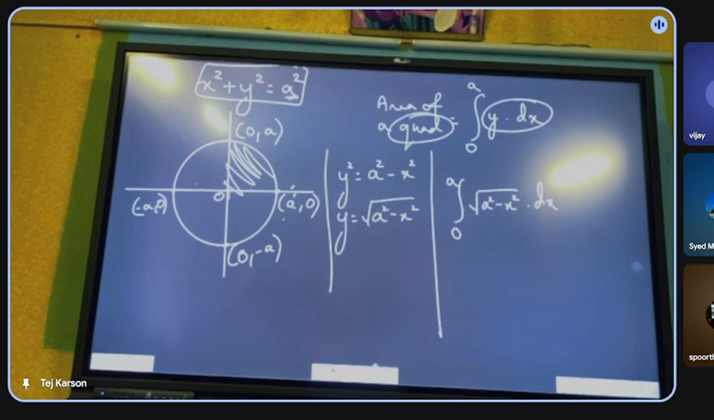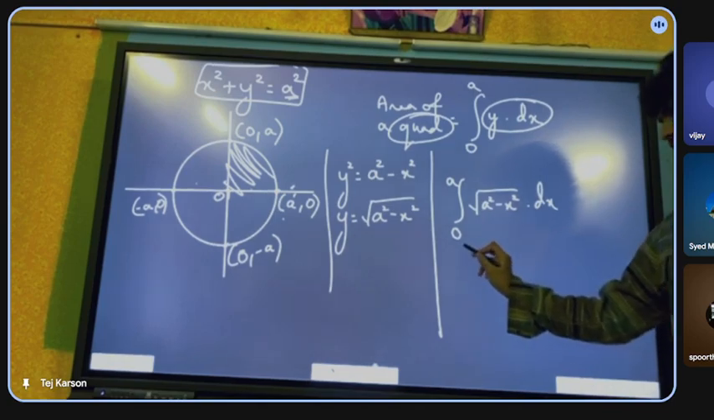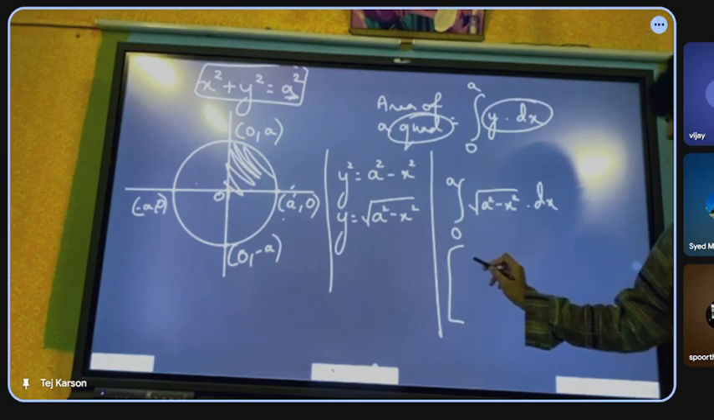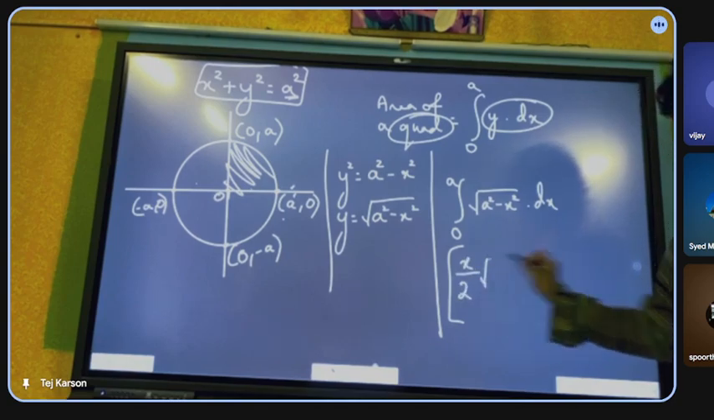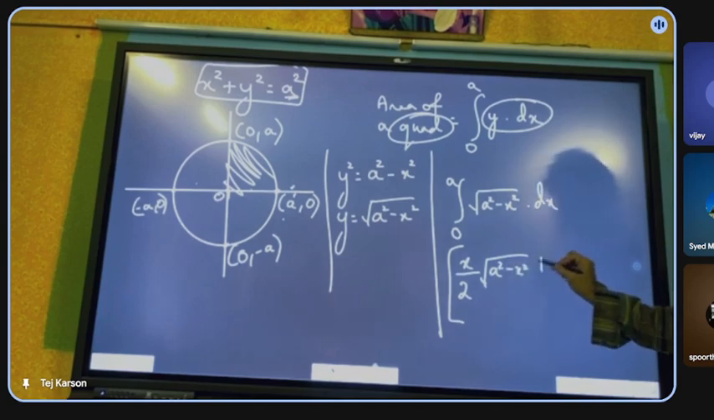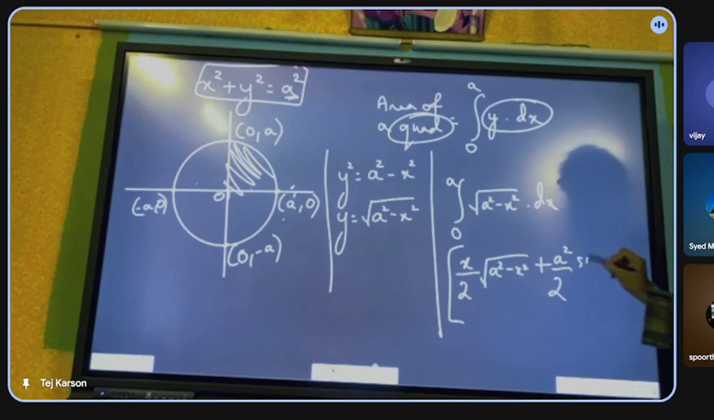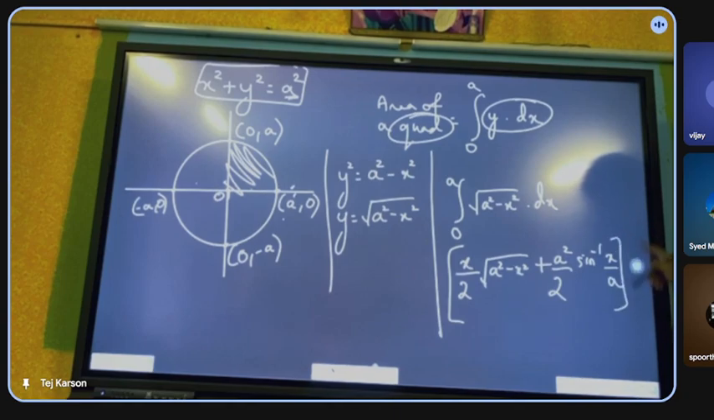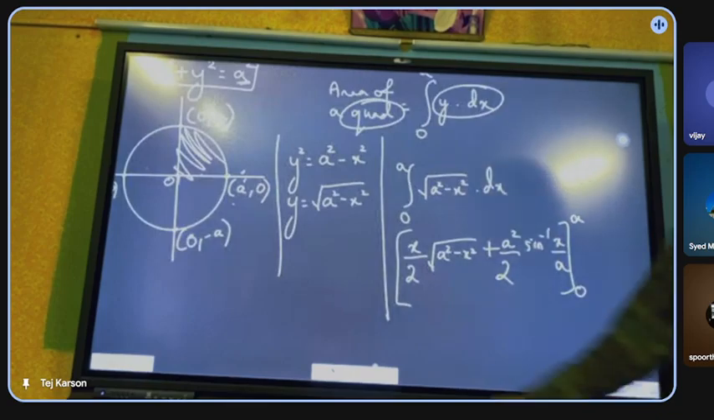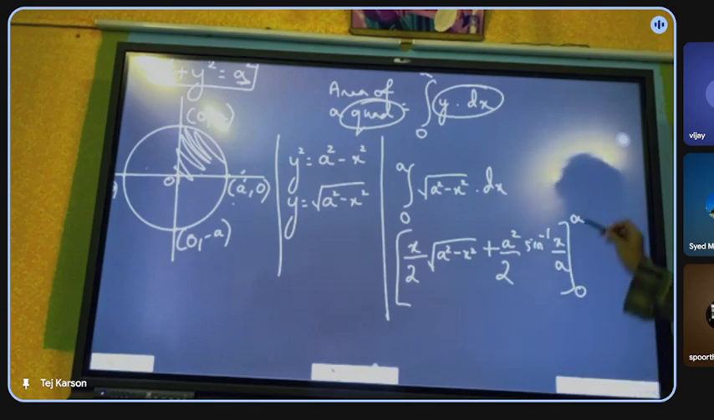Do the upper limit minus lower limit part. What's the answer for this? x by 2. Then copy the question. Plus a square by 2 with sine inverse x by a. Guys, from where to where? 0 to a. You guys know that? Now, what are we supposed to do? Start substituting. First what? Upper limit. What's the answer for the upper limit?